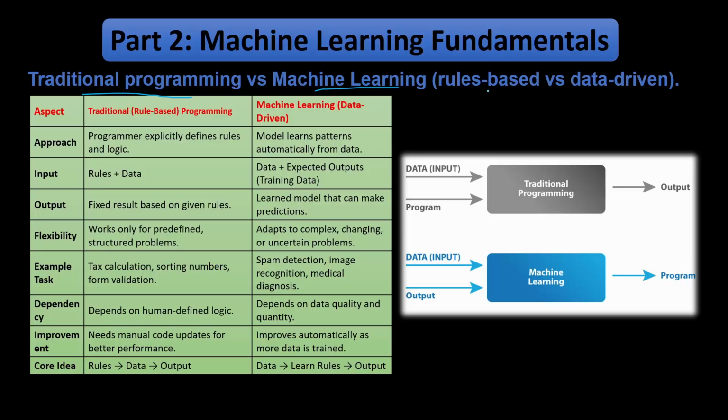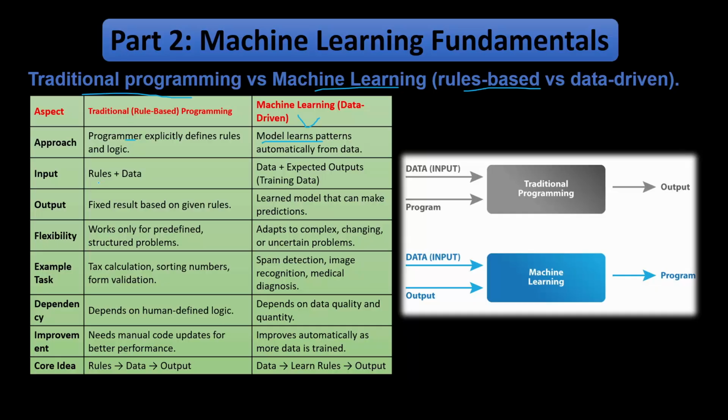Now before jumping deeply into machine learning fundamentals, we need to differentiate between traditional programming and ML programming, also known as rule-based versus data-driven programming. So in traditional programming, the programmer explicitly defines rules and logic. But in ML programming, the trained model learns patterns automatically from data without the need for predefined rules.